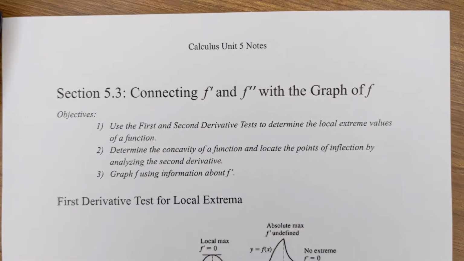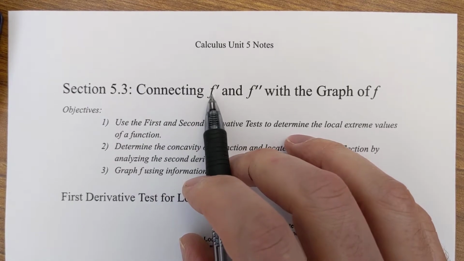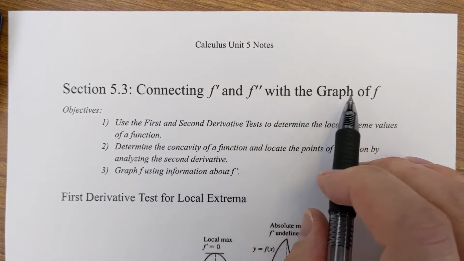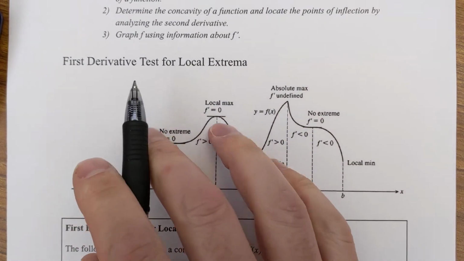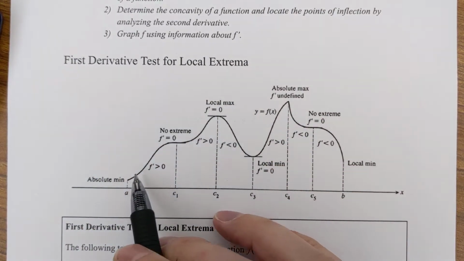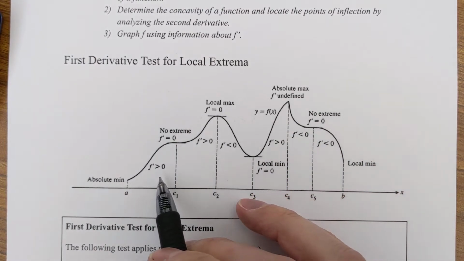All right, so here are the notes for section 5.3, which deals with connecting the first derivative and the second derivative with the graphs of the original function. So first we have the first derivative test for local extrema. It gives us some generic graph, and I'll mark some points off here.